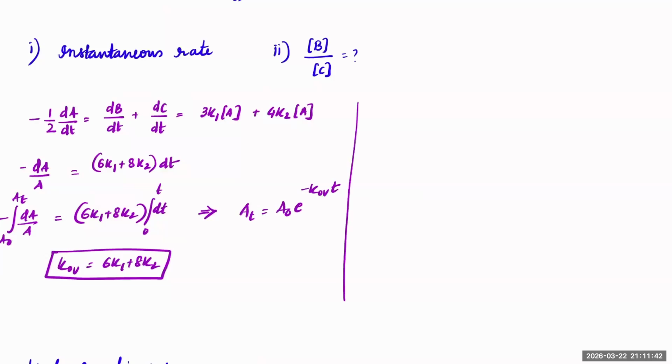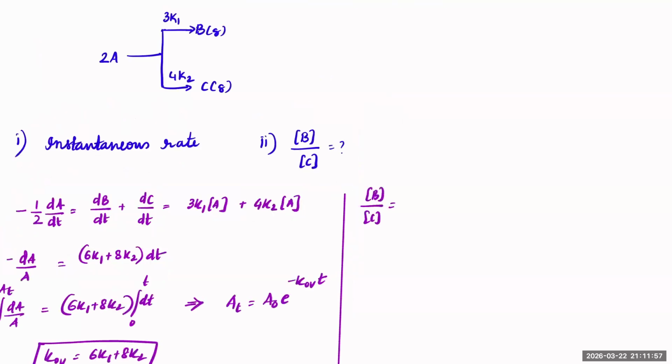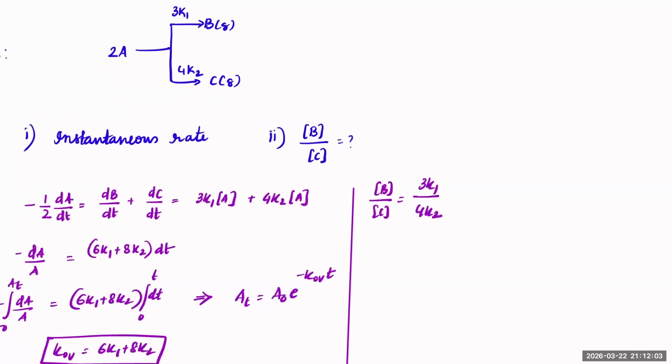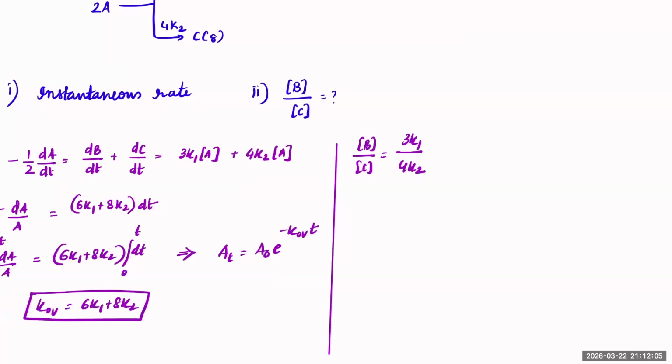Okay. Now part two is about the concentration of B by C, and the ratio of B by C is equal to whatever be the ratio of K, right? So K ratio is what? 3K1 upon 4K2. That's it. This is what we need to use. Okay. Now imagine if you want to derive the B expression and C expression here, how do we write?